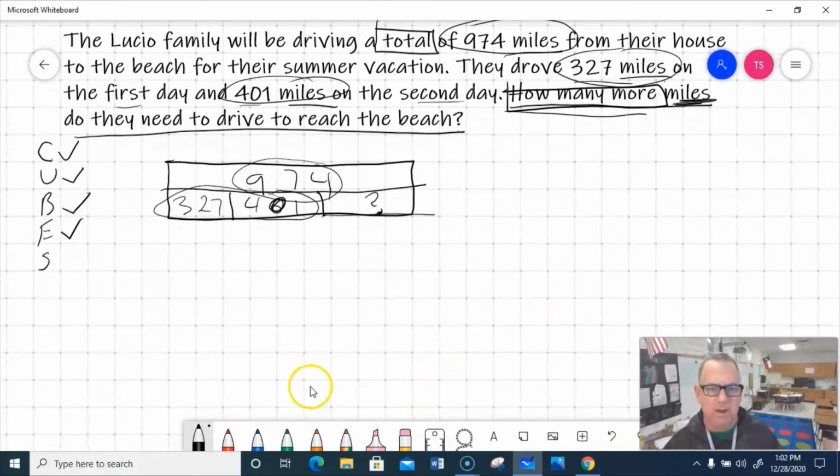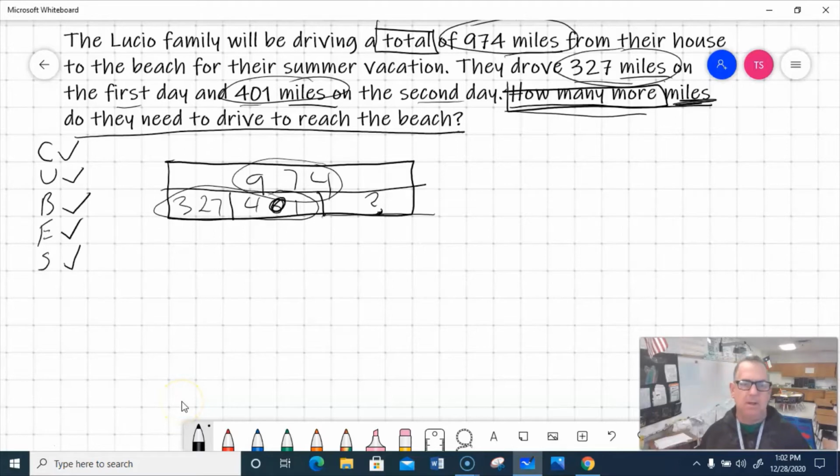So I'm going to do something here really quick that I definitely don't see students do a whole lot. I'm going to estimate what my answer is going to be. I'm getting to the solving portion right now, so I'm going to check my solve. I'm going to make an estimate of what my answer should be before I do any of the adding or subtracting, because this is a two-step problem.